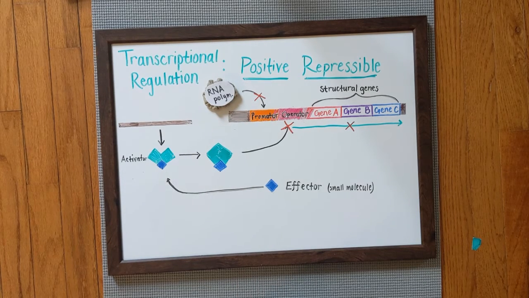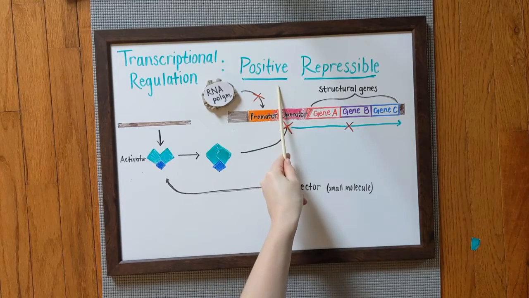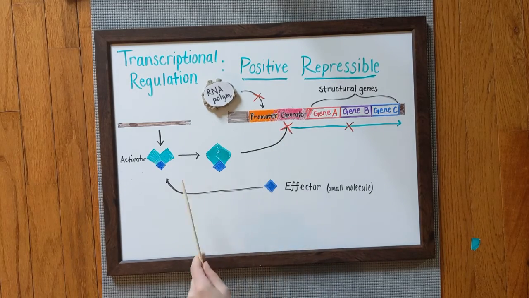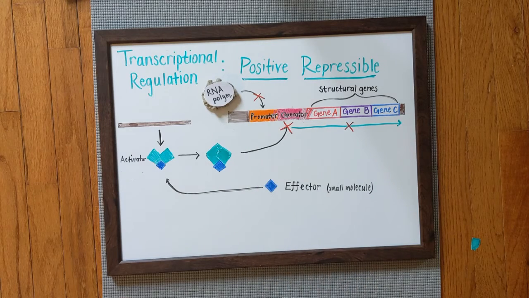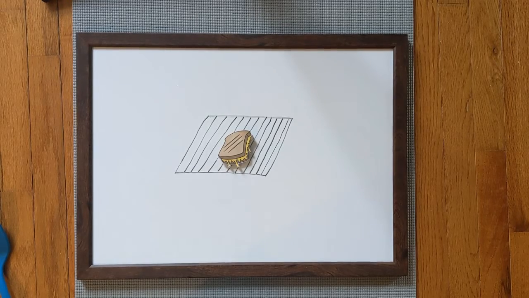or repressed. The positive aspect being that the activator on its own without the effector will promote transcription, whereas the repressible part of the system is the small effector molecule, which then can repress the function of the activator. To further explain the positive repressible mode of transcriptional regulation, I will employ the following analogy.